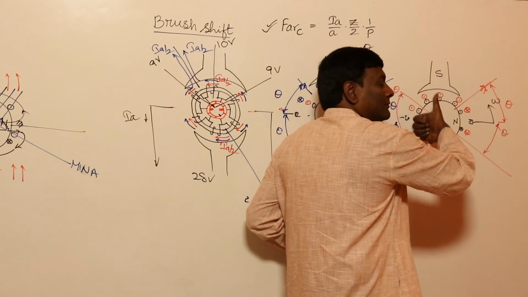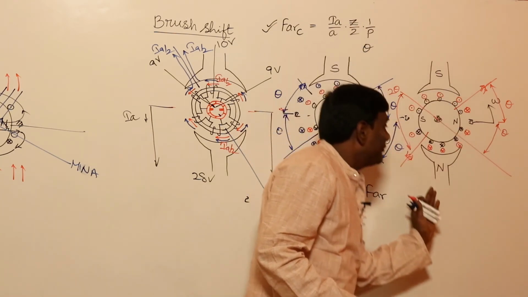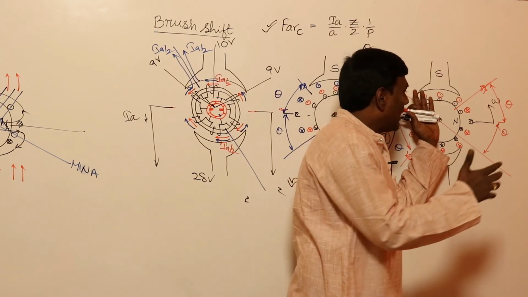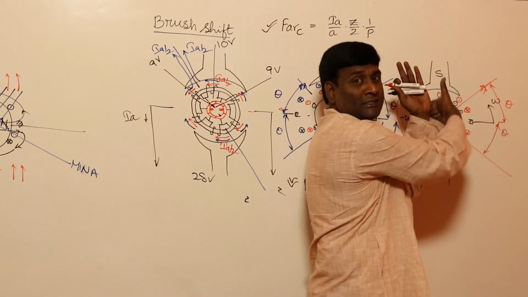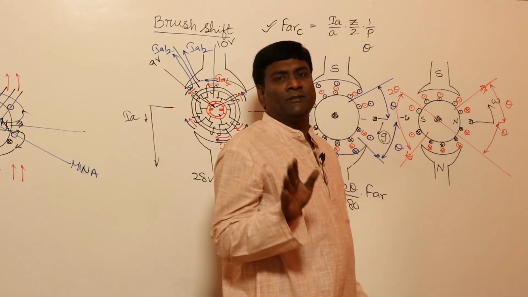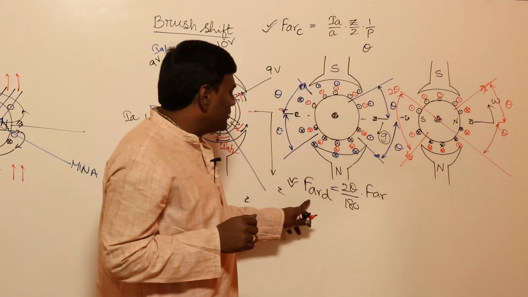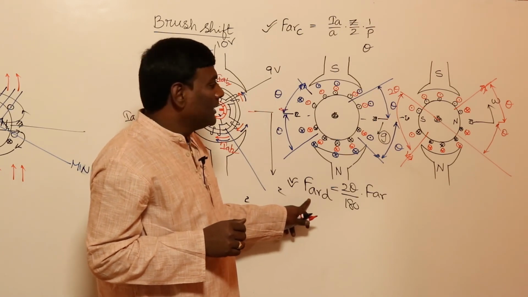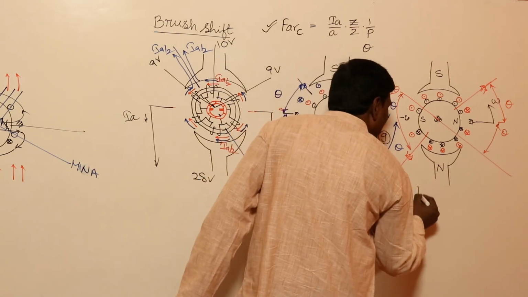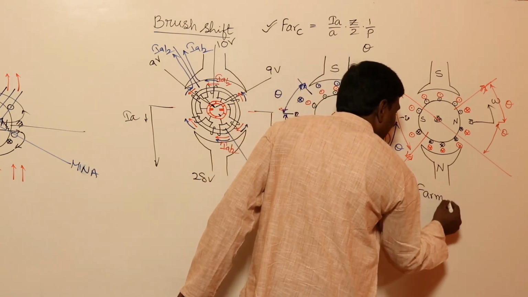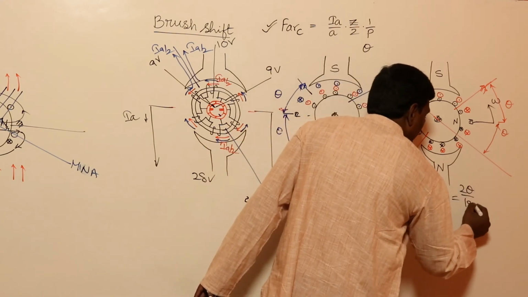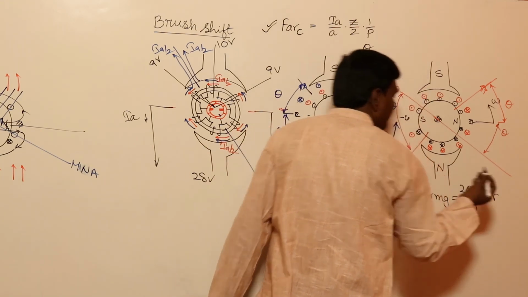So cross dot means that what is happening? My field flux is in this direction and my armature flux is also in this direction only, so it is going to be magnetizing. The formula will be the same, but it is going to be magnetizing. Now in this case, magnetizing armature reaction is going to be 2 theta by 180 into FAR. FAR is going to be the same.